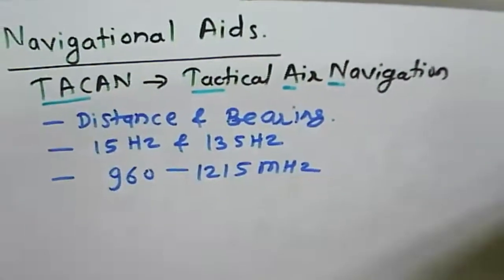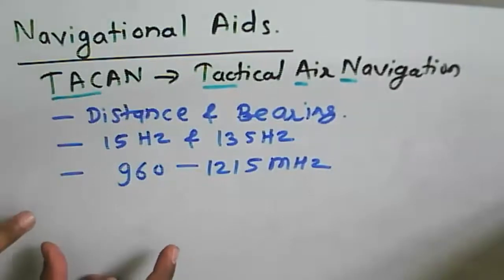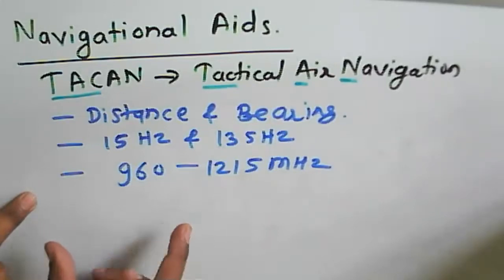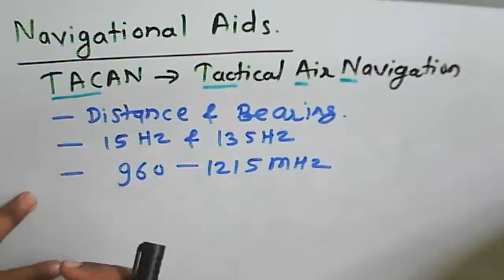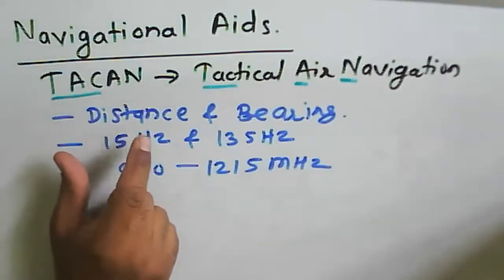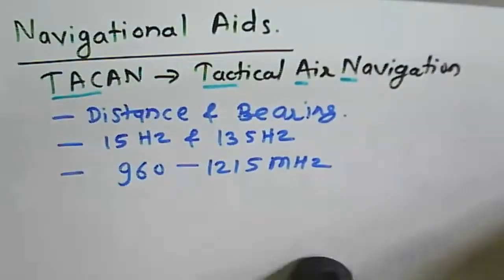Now, how do these TACAN units operate? Mostly it is a military landing air navigation system, and it will provide you the range information and the bearing of the ground station. So distance is the range from the military aircraft, and then the bearing information.